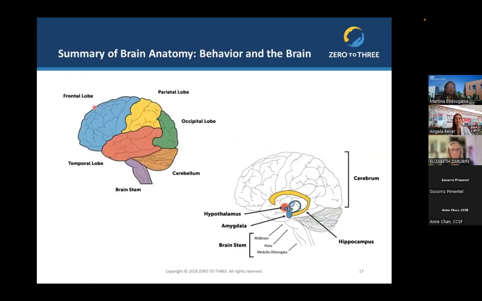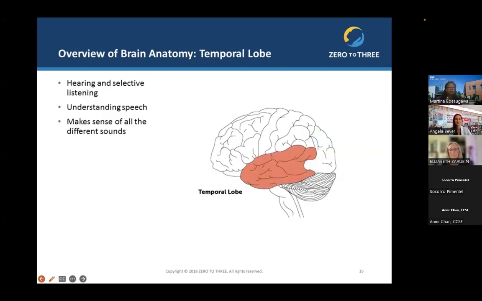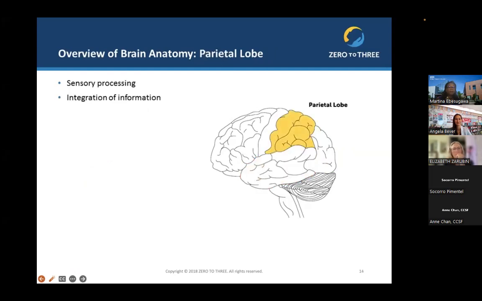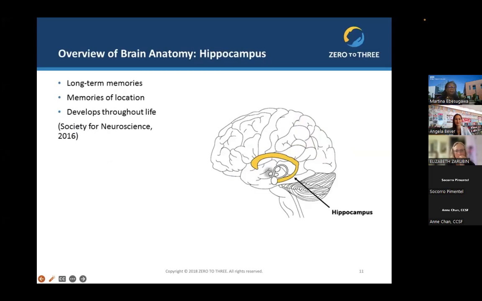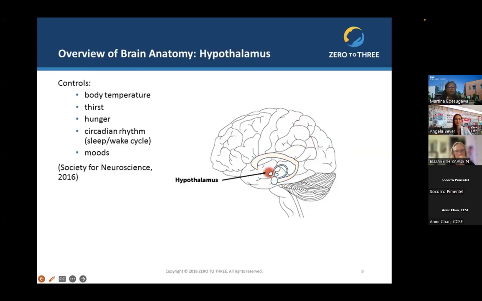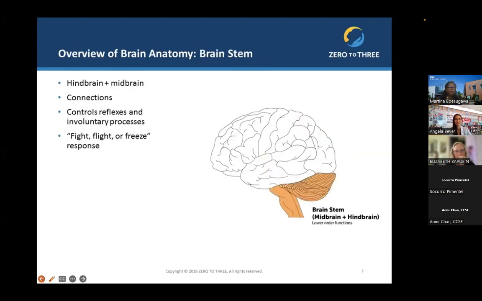So we have the whole brain. We've gone through the different parts, and I'll just highlight them again. We've gone through the occipital lobe, the temporal lobe, the parietal lobe, the frontal lobe, the hippocampus, the amygdala, the hypothalamus, and the limbic system, and the brainstem.